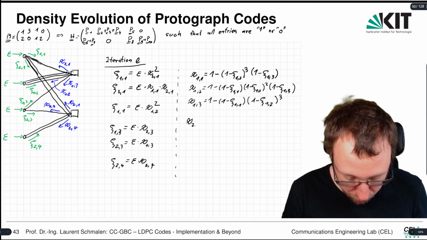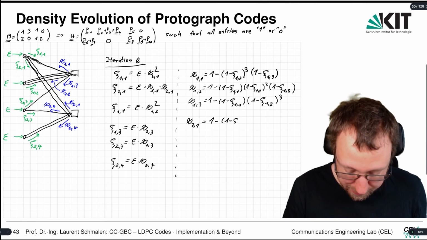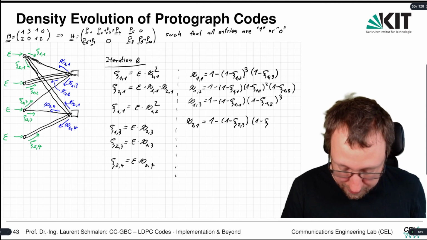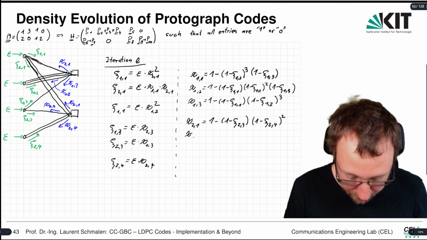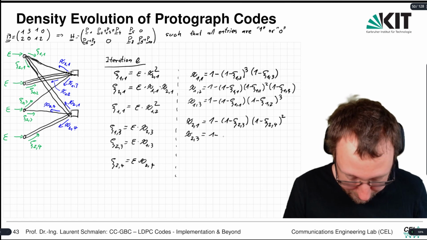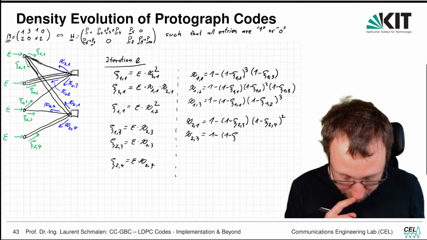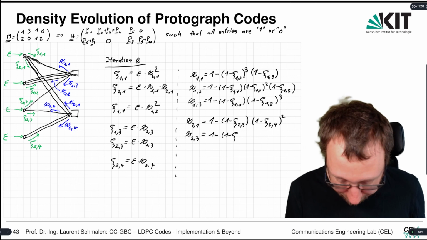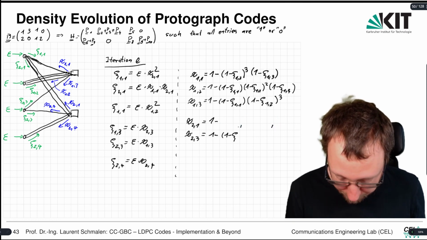So chi21 is equal to 1 minus C23 times 1 minus C24 squared. Chi23 is equal to 1 minus C. Sorry, I made a mistake. But let's take a look at the first one again.